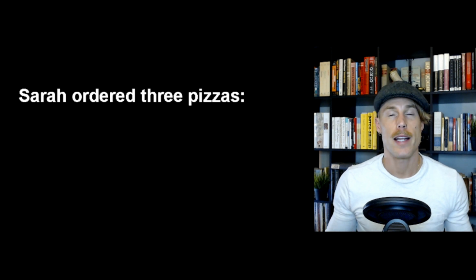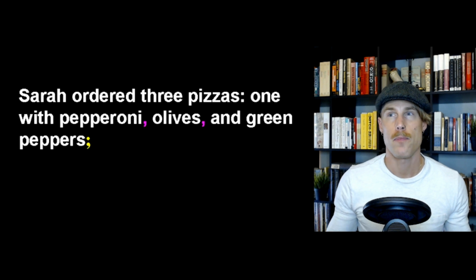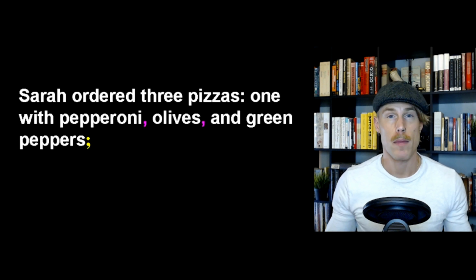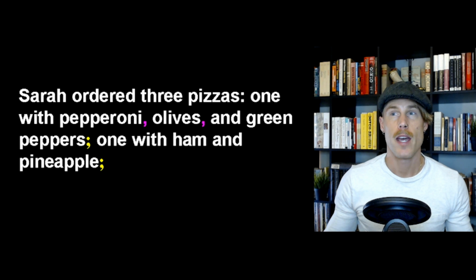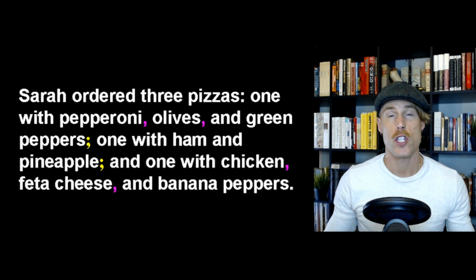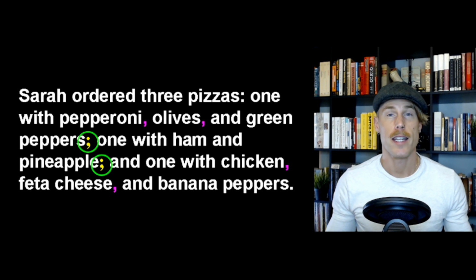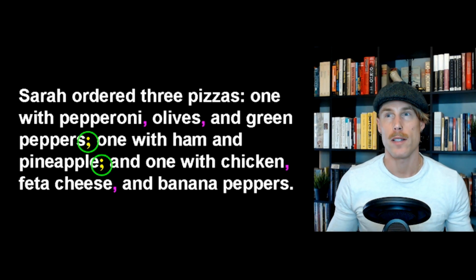So, let's make a sentence. Sarah ordered 3 pizzas: 1 with pepperoni, comma, olives, comma, and green peppers; semicolon, 1 with ham and pineapple; semicolon, and 1 with chicken, comma, feta cheese, comma, and banana peppers. And here are the 2 semicolons.